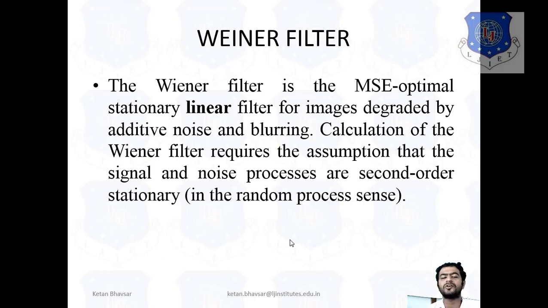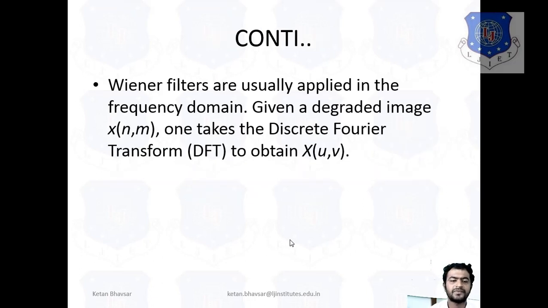Calculating the Wiener filter requires the assumption that the signal and noise processes are second order stationary. It is a random process that tries to reduce the MMSE value and uses a linear filtering based concept to acquire the meaningful content from the image. Usually the Wiener filter is applied in the frequency domain to get a better outcome from the images.